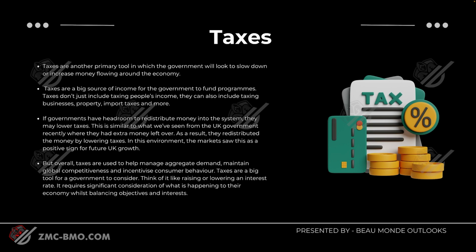This is similar to what we've seen from the UK government recently, where they had extra money left over. As a result, they redistributed the money by lowering taxes. In this environment, the market saw this as a positive sign for future UK growth. And when all this was being announced, we saw a little bit of pound strength on the back of that, because the market saw that, okay, this is going to be good for growth down the line. Maybe inflation slightly on the stickier side, and the pound strengthened on the back of that.